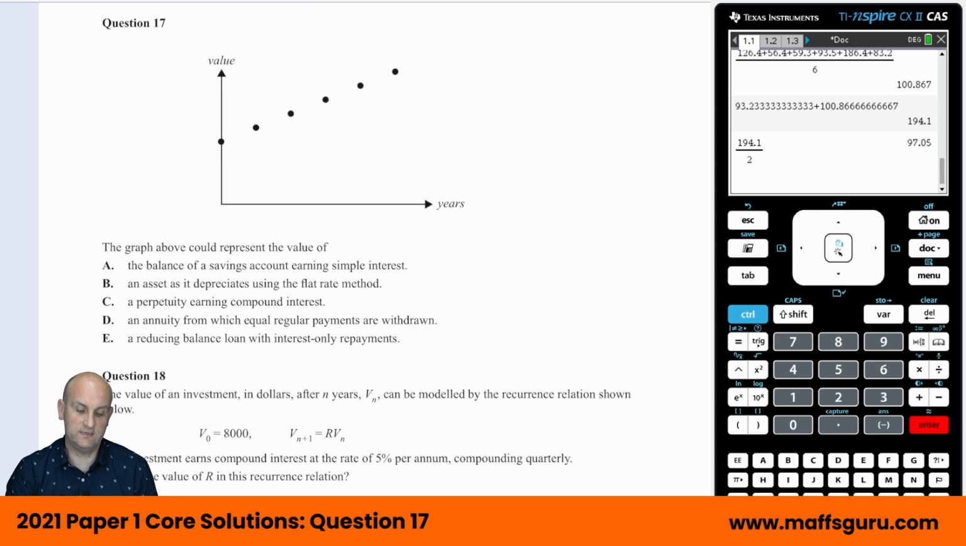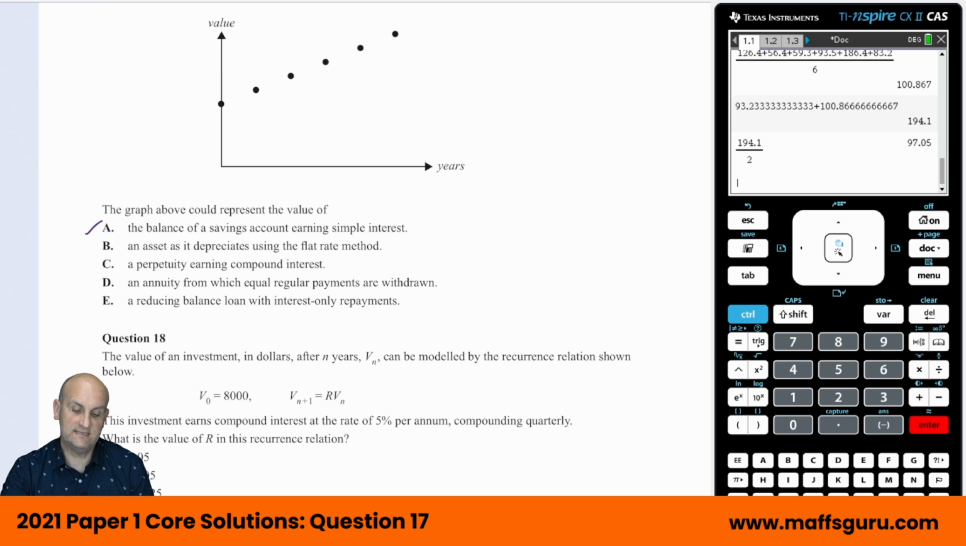Right, financial maths, here we go. The graph above could represent the value of the balance of a savings account earning simple interest. So with simple interest, they get a fixed amount of interest every single year, all right? A balance, if it's interest, is going to go up. So it could be that. An asset as it depreciates using a flat. Well, depreciation of an asset means the graph would actually go down.